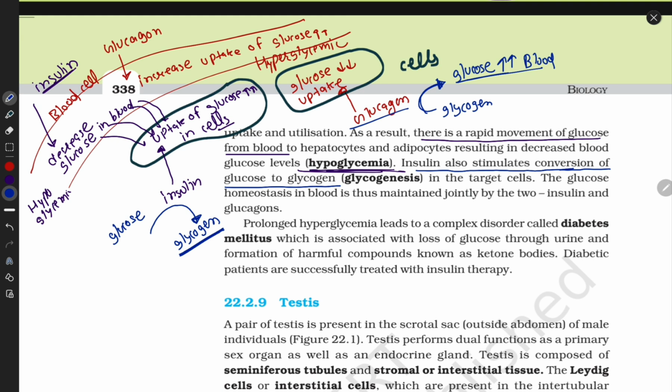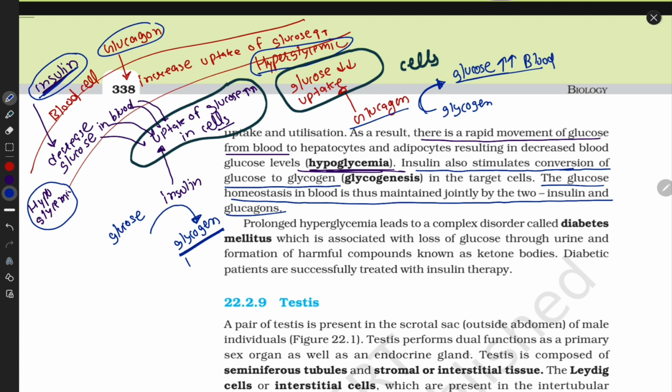So glucose is less in blood. That's why this condition is called hypoglycemic. Insulin forms hypoglycemic condition in blood, and glucagon produces hyperglycemic condition in blood. The glucose homeostasis in blood is thus maintained jointly by the two, insulin and glucagon. Exactly, they both are contradictory, but they balance glucose level in blood. Clear? Prolonged hyperglycemia leads to a complex disorder, diabetes mellitus, not insipidus.